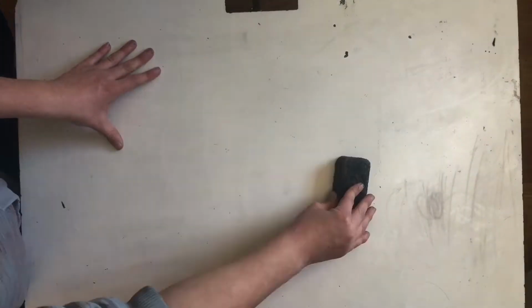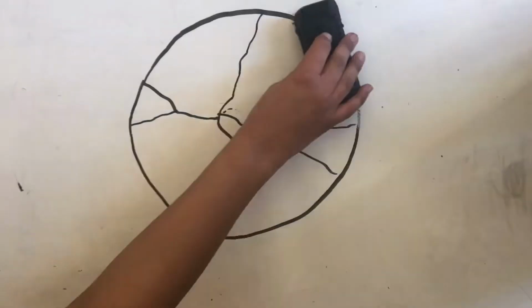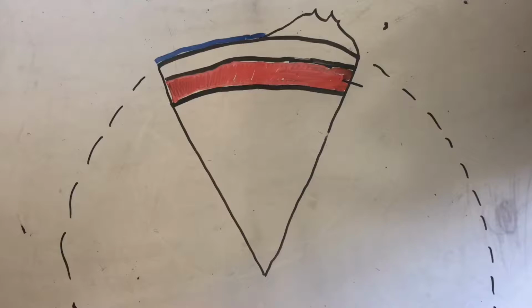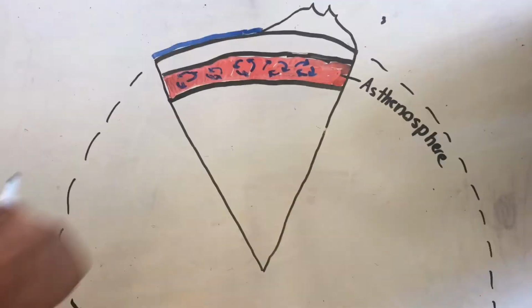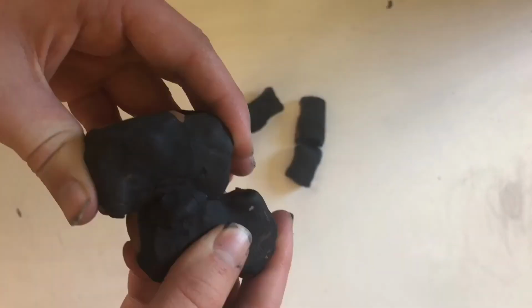The Earth is broken up into plates. Plates are large swaths of solid rock that are moved by currents in the asthenosphere. The asthenosphere is the top layer of the mantle. Plate boundaries can be three types: divergent, convergent, or transform.